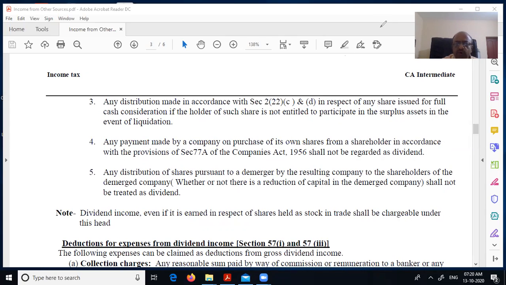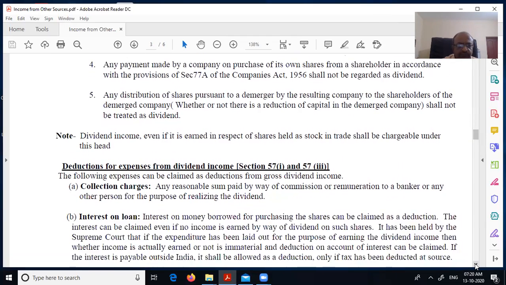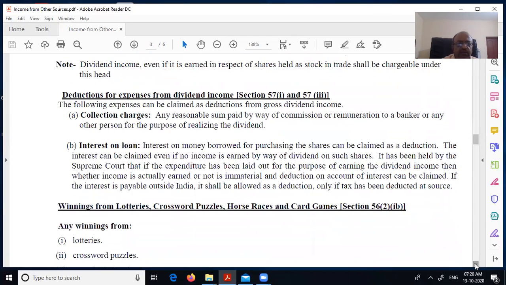Now, let us look at what deductions are available. For dividend income, mainly two things. One is bank charges, collection charges. Then interest on loan. Interest on money borrowed for purchasing shares can be claimed as deduction. The interest can be claimed even if no income is earned by way of dividend on the share. So you don't have to earn income, still you can claim the interest on loan.